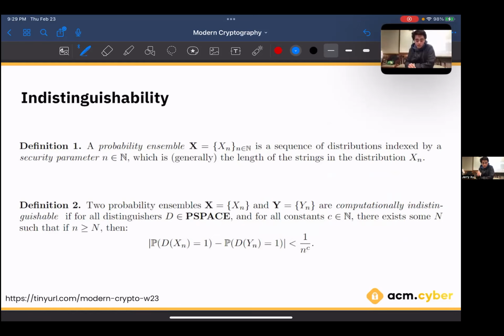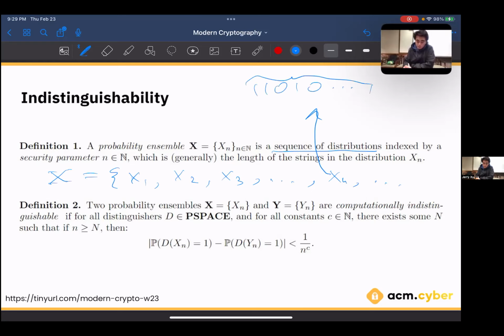So a probability ensemble is a sequence of distributions indexed by a security parameter, which is going to be the length of the strings in the distribution, right? So X, big X here, is going to be the sequence X1, X2, X3, Xn, all the way up to infinity. And the only thing you need to know about Xn is it outputs n-bit strings, right? Okay. So we're going to say that two probability ensembles are computationally indistinguishable if whatever distinguisher you take is not going to be able to tell them apart with any non-negligible probability, right?